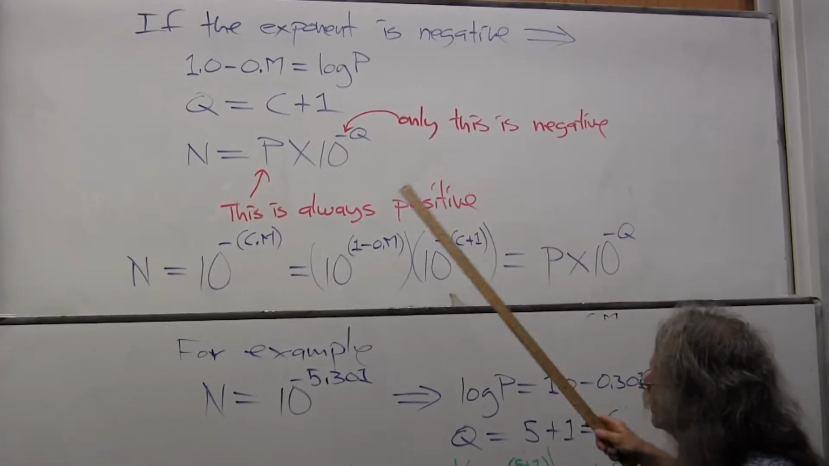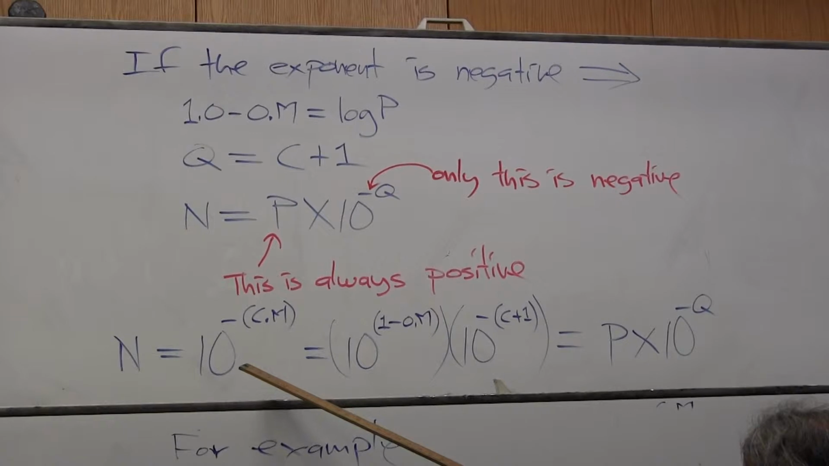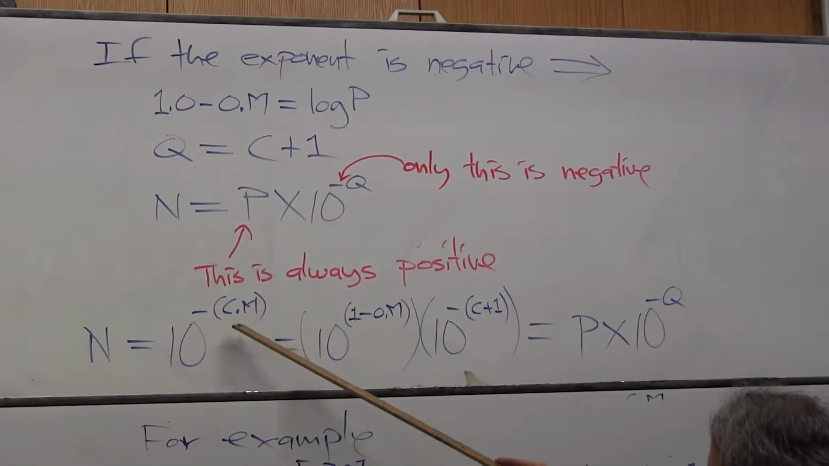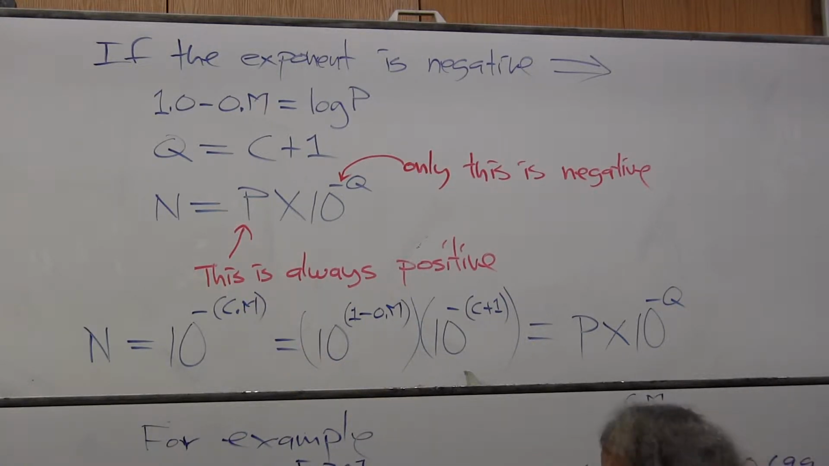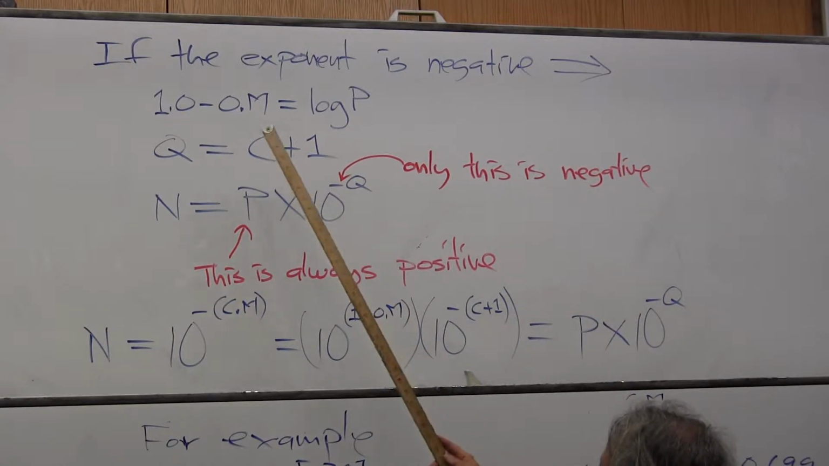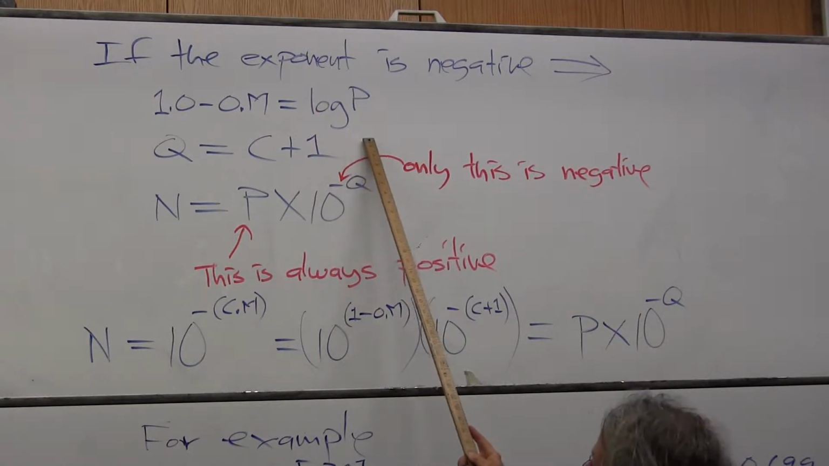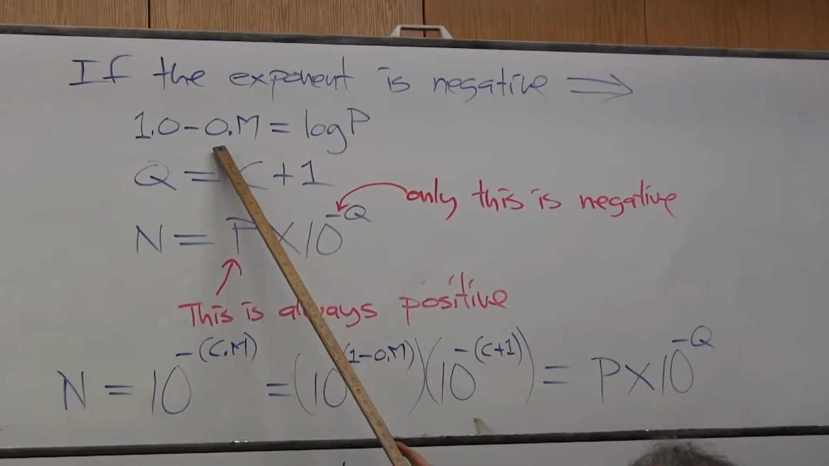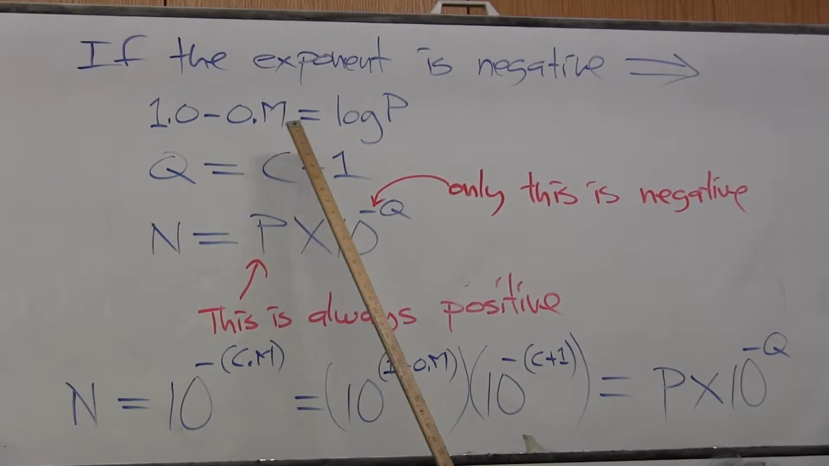I have a number n that is 10 raised to some negative exponent, with characteristic and mantissa terms. How do we handle that? How do we convert between this number and scientific notation, or from scientific notation to the exponential form? If the exponent is negative, then the log of p, the precision term, is going to be 1 minus 0.m, the mantissa.